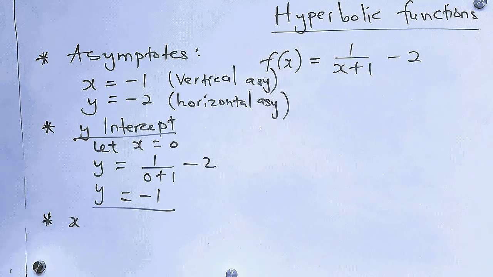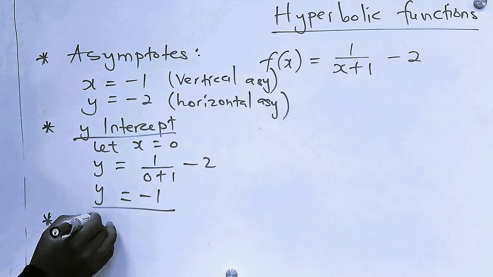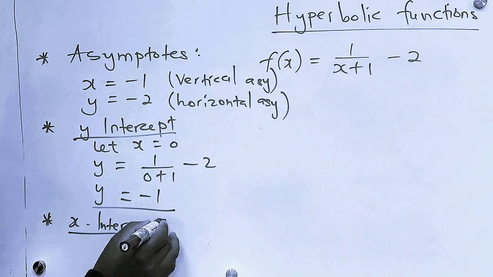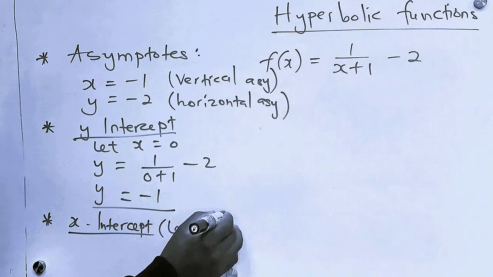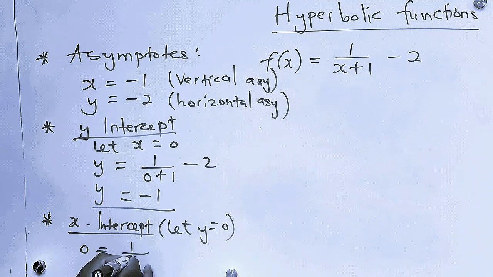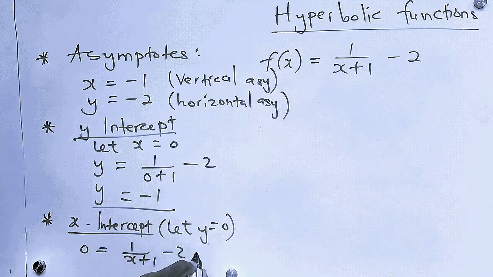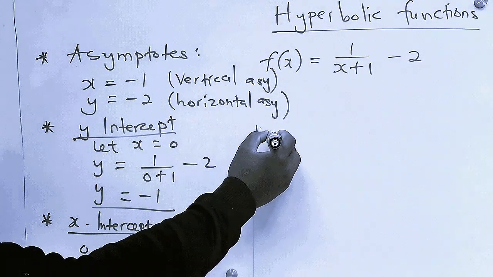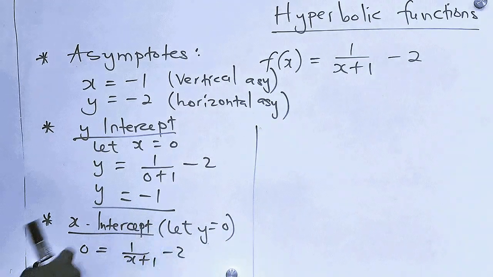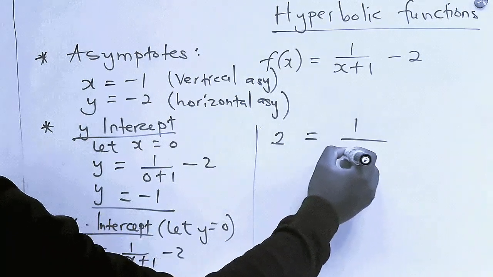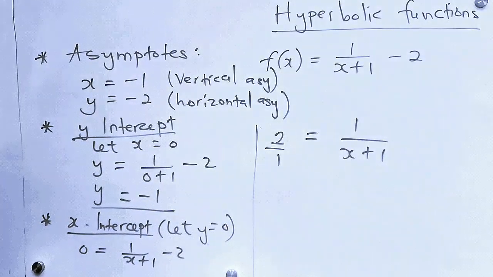Then the x-intercept. For this one we let y equal 0. So 0 is equal to 1 over x plus 1, minus 2. If we take the minus 2 to our left-hand side, it becomes positive. So we have 2 is equal to 1 over x plus 1. The 2 is the same as 2 over 1.